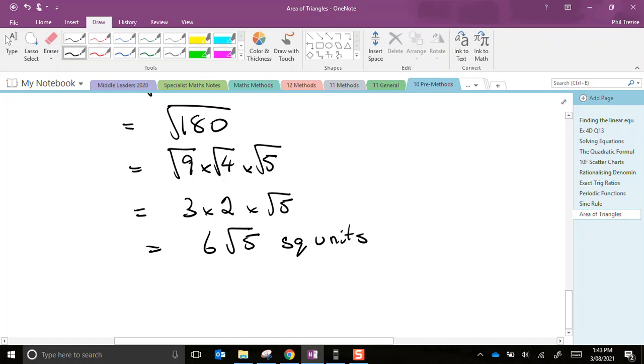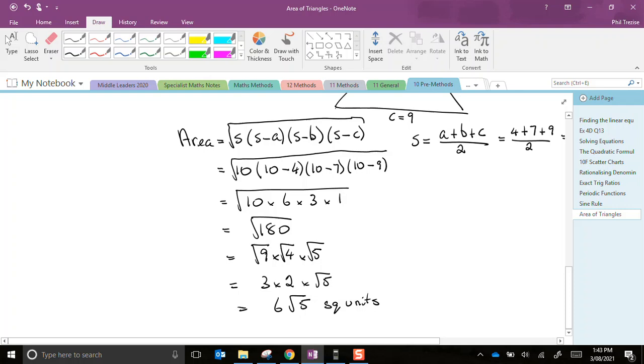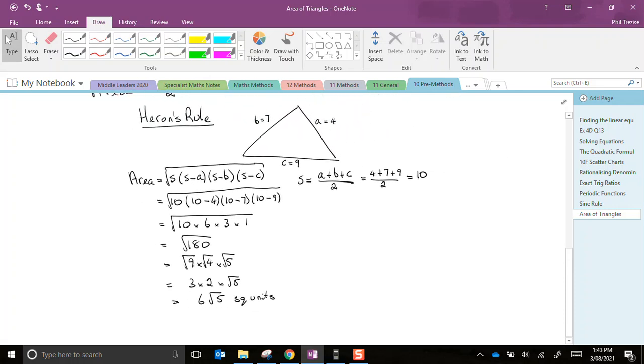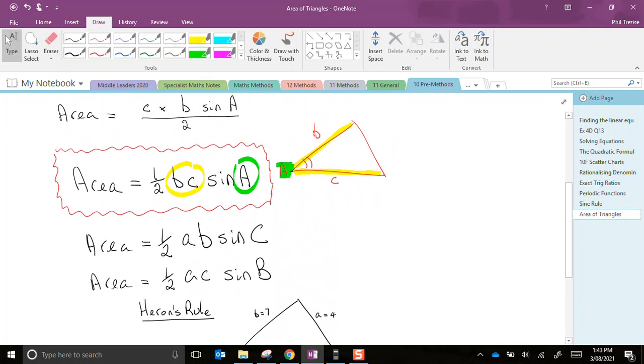Of course, I could use a calculator to give an approximate answer, rounding off to 2 or 3 decimal points if I wanted to. But that's the two different ways we have of calculating areas of triangles now. If you know all three edges and you don't know the angles, go for Heron's rule. Works a treat. If you do know two of the edges and the included angle, go for this one here, 1/2 B times C times the sine of A. Just make sure that the angle you have is the angle between the two edges, and it'll work fine every time.